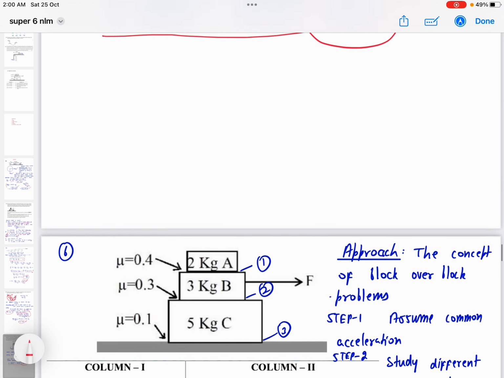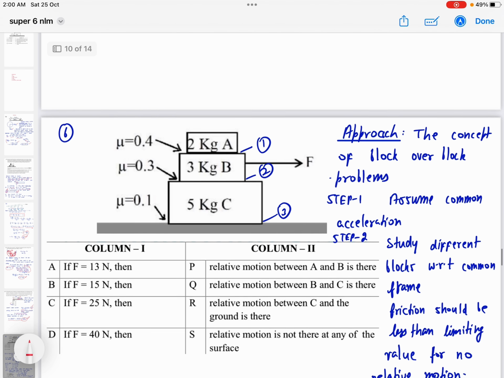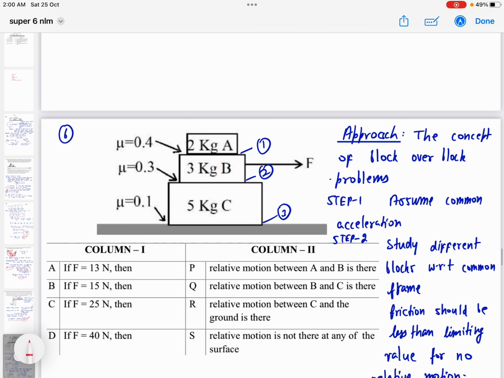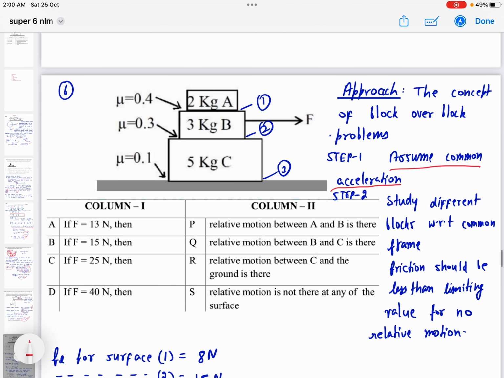Now question number 6. Block over block problems. As I said, for block over block problems, here 3 blocks are shown. So what I will do, first, step 1, is I will assume one common acceleration, just like I was explaining in the previous question. And step 2 will be I will study different blocks with respect to the common frame, right?